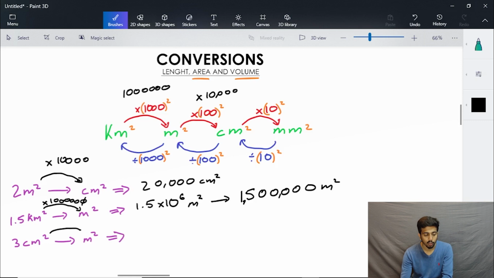And the third one we have from centimeter square to meter square. And over here, we need to multiply it by 100. So we'll get 300. Oh, well, this is if it's meter square to millimeter square, then we'll multiply with this and we'll get millimeter square.